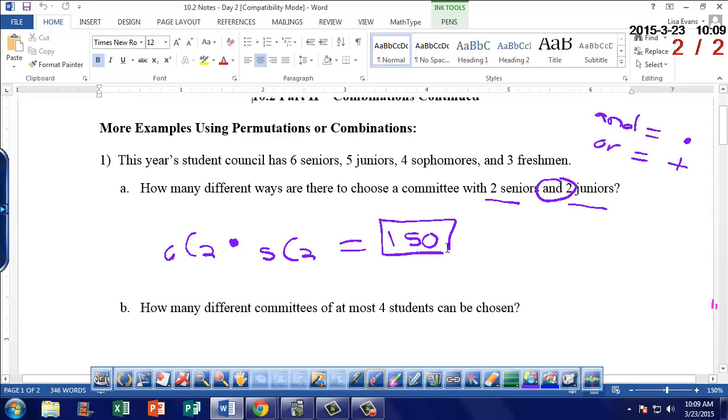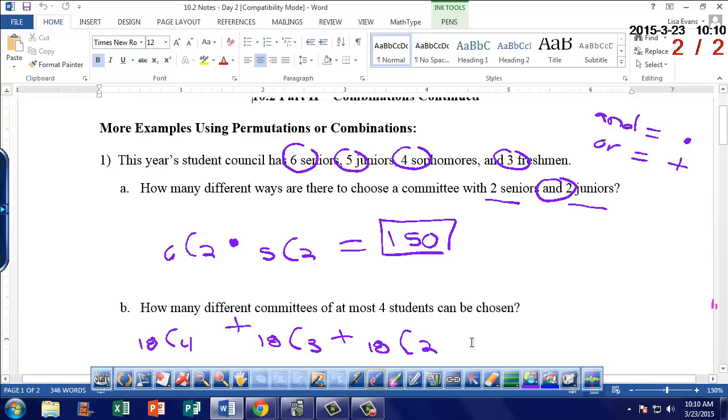Okay, next problem. How many different committees of at most 4 students can be chosen? Now this time, we don't care about how many seniors, juniors, sophomores, or freshmen we have. We only care that we're choosing at most 4. So let's talk about this. We can choose 4 of the 18 total. How do I know there's 18? 6 plus 5 plus 4 plus 3. Or we can choose 3 of those 18 students. Or we can choose 2 of those 18 students. Or we can choose 1.